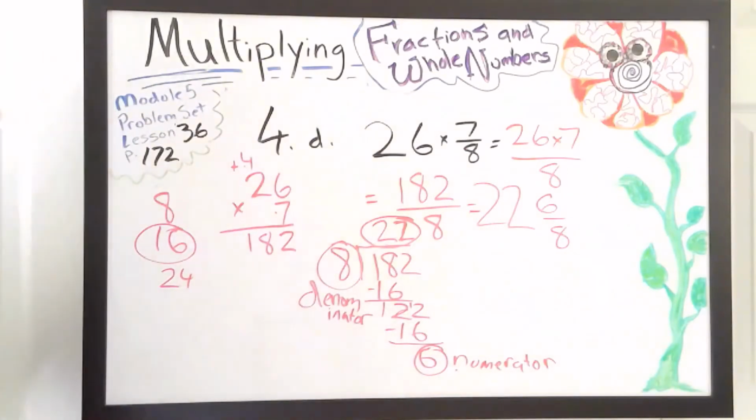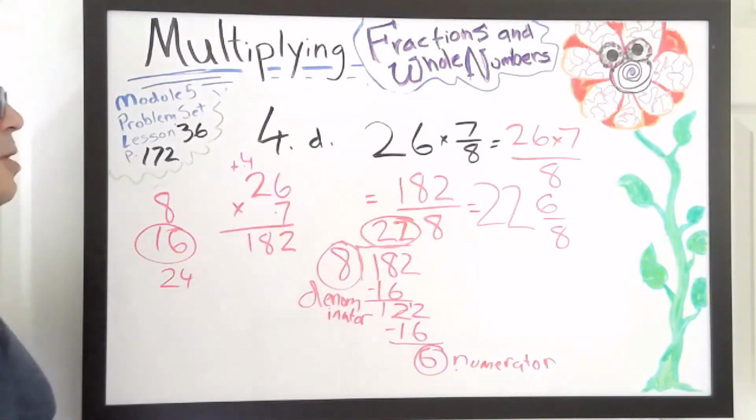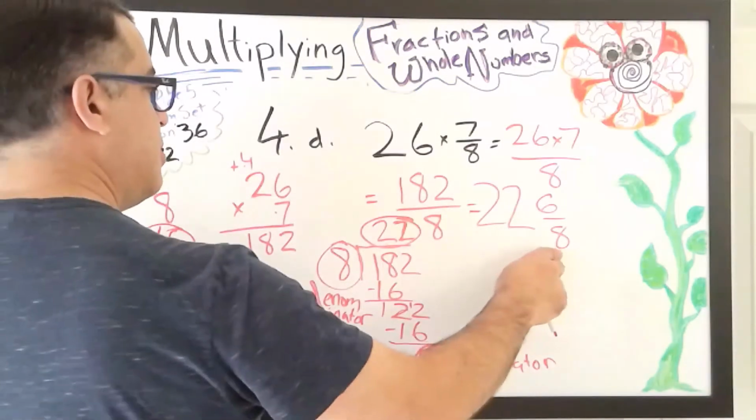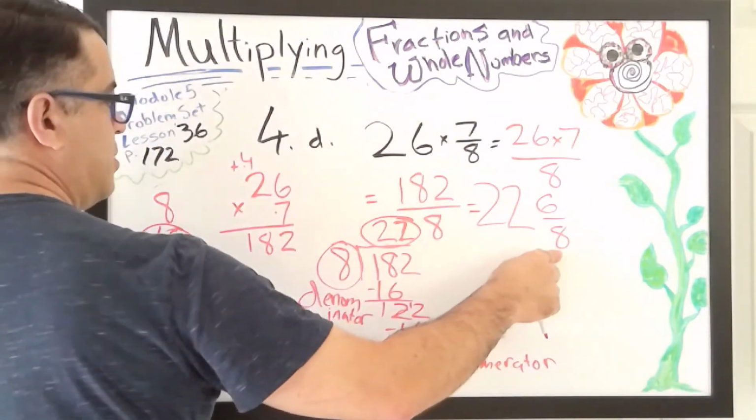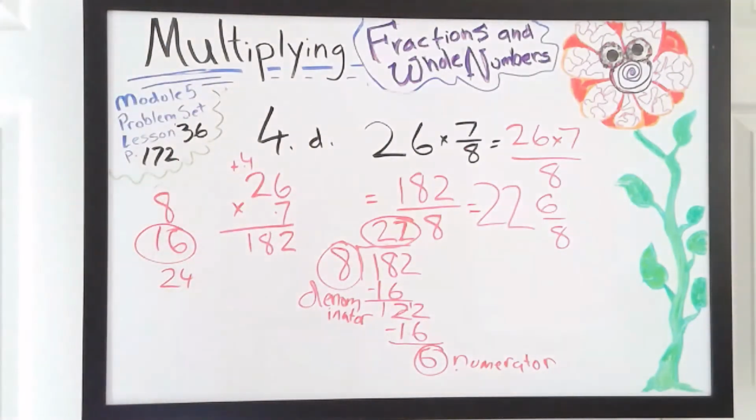I hope that wasn't too confusing, but these are the steps you take to go back to a mixed number. If you do it on a calculator, you'd have to know that that decimal you're looking at is 6 eighths, and that's not easy to do. Okay? Let's look at the word problem here.